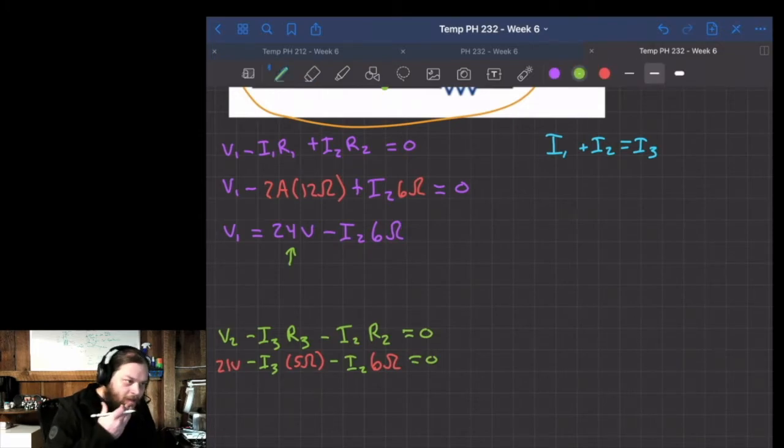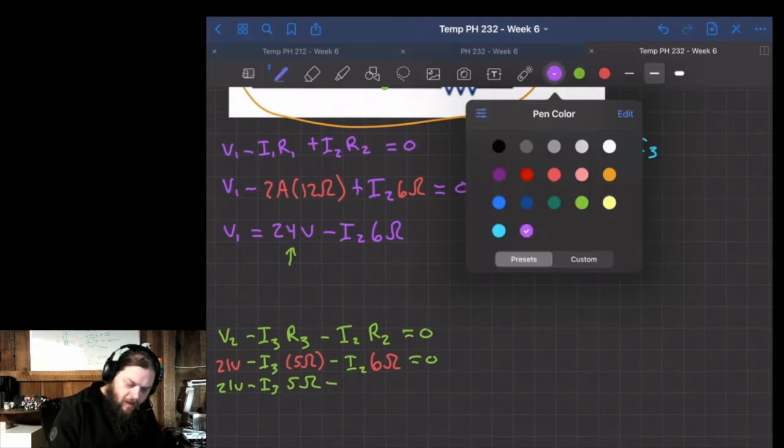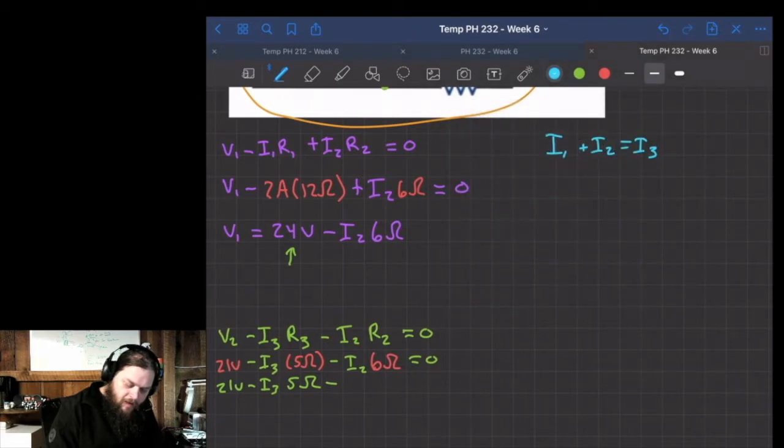So I'm going to rearrange it a little bit while I do that. So again, this is going to be 21 volts minus I3 times 5 ohms minus. Now I want to get rid of this I2. To do that, I really need to plug in a value using this equation up top here. So I3 is equal to that.